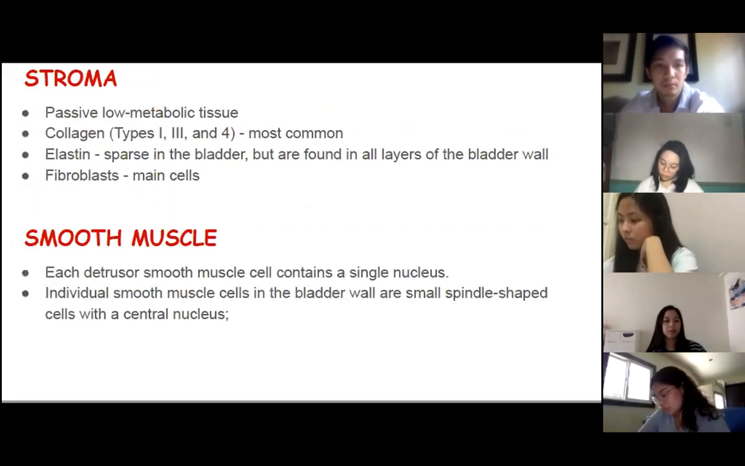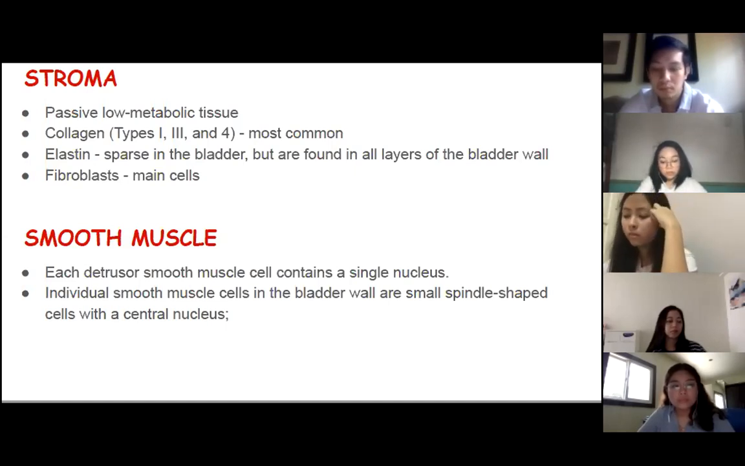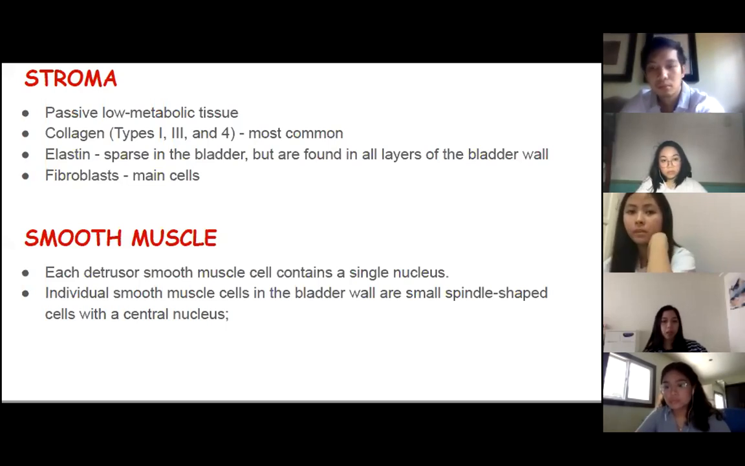The passive mechanical properties of the bladder wall depend on the viscoelastic properties of the stroma and of the relaxed detrusor smooth muscle. The stroma has commonly been considered a passive, low metabolic tissue that fills out the space among the muscle bundles, vessels, and nerves. During bladder hypertrophy, it is likely to involve an interaction of the stroma and smooth muscle. The main constituents of the bladder wall stroma are collagen and elastin in a matrix composed of proteoglycans, and the most common types of collagen are types 1, 3, and 4.